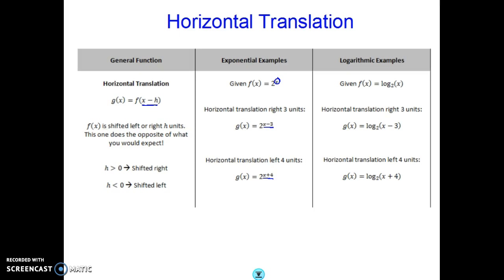With logs, it works a little bit differently. Right, if we start with a parent function of log base 2 of x, remember in this case, x is inside of our log. So in order to move to the right by 3 units, instead of having just x inside the log, we would have x minus 3, all inside of our logarithm. In order to go to the left by 4 units, we would have to, instead of having x inside the log, have x plus 4 all inside the logarithm. The important thing to remember for horizontal translations is you have to replace x with x plus or minus whatever translation you want.